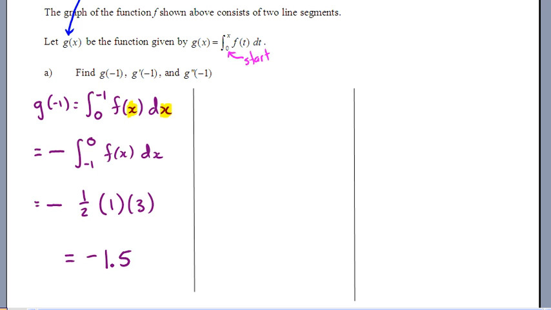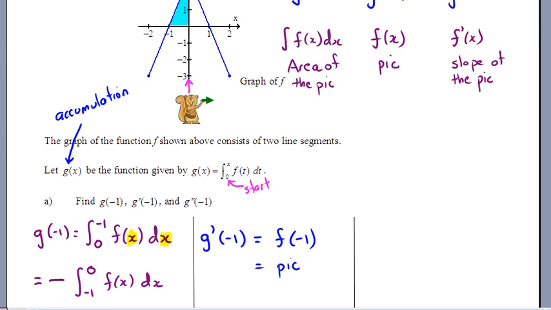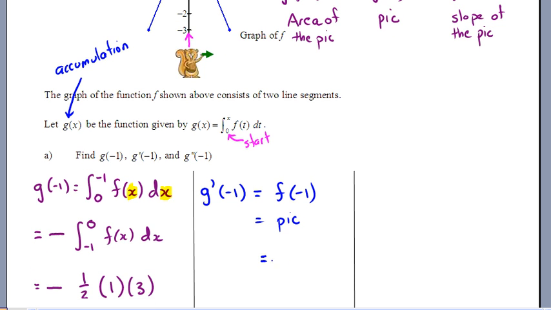Part B is actually going to be a lot quicker. If they want to talk to me about g prime of -1, that's the exact same thing as f of -1. It's just the picture. I just go and grab a value from the picture. And so I do exactly that. I'm going to go to -1, find the y value. It looks like it's 0. Okay, easy enough. So g prime is 0 there.